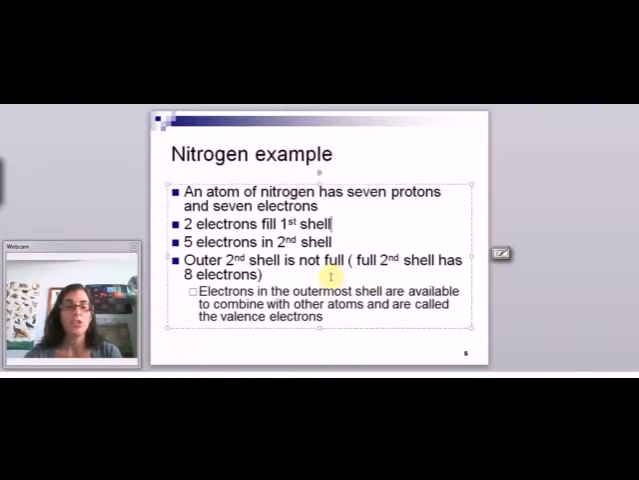The outermost shell is really special. It's called the valence shell, and any electrons that are in there are the valence electrons. It might be the 5th shell is the last shell; it depends on the atom. So that valence shell is special.